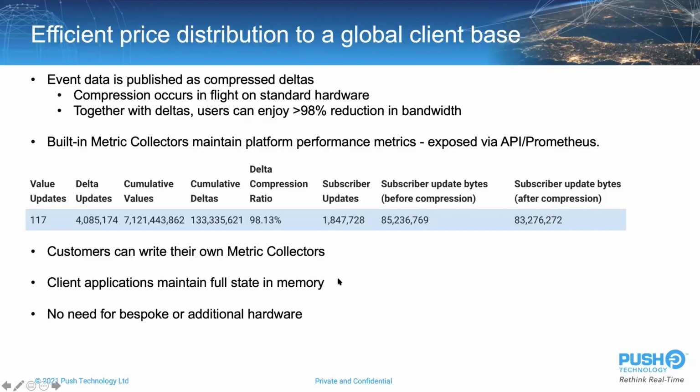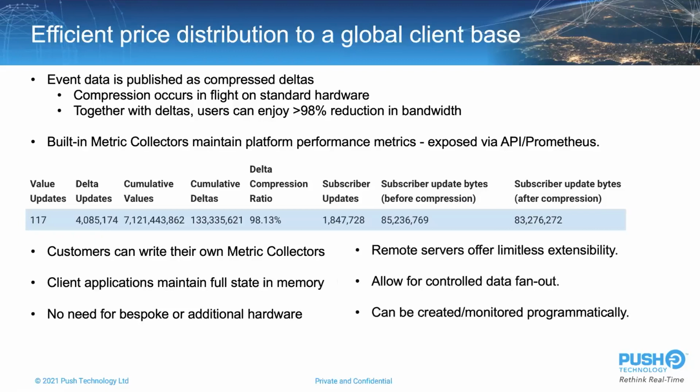And then I think the key point here in the middle is that the client application will always maintain the full state of every instrument that it's subscribing to. So even though Diffusion is only sending compressed deltas over the wire, the client will always have access to the full state. This is done all through the API. So there's no need for clients to maintain their own state. They always have full access to the full image. Diffusion just looks after the compressed deltas over the wire, all done on standard hardware.